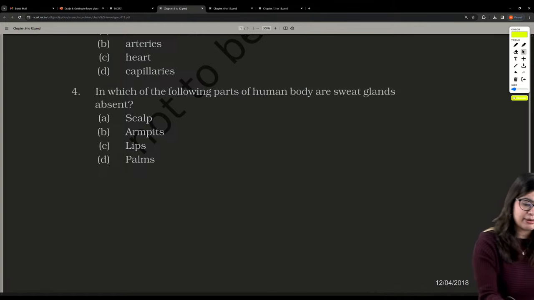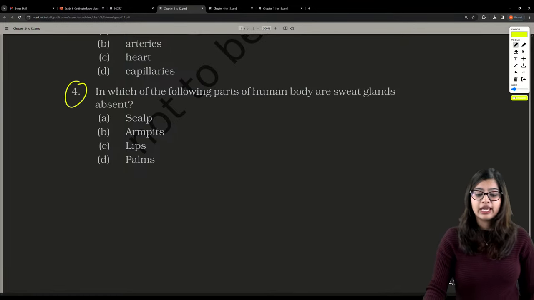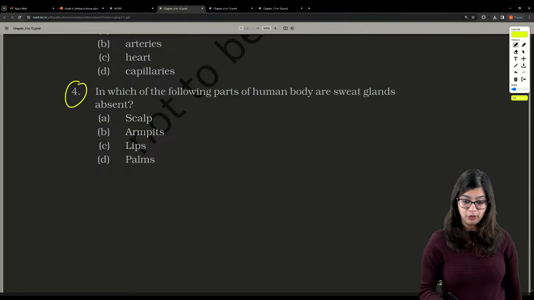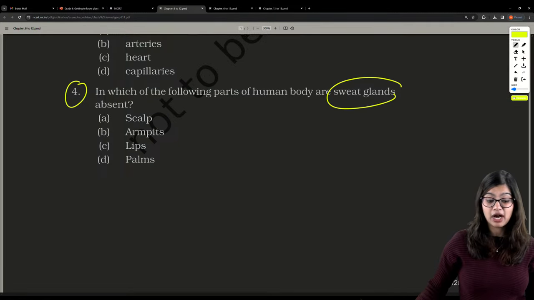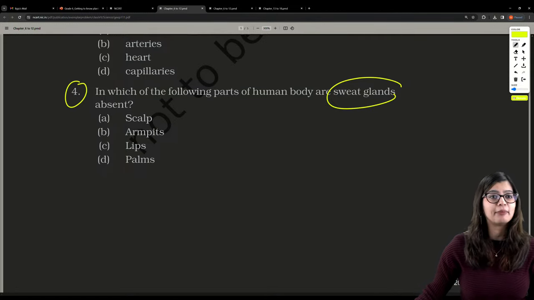Let's get started, everybody, with question number 4. Question number 4 on our screens now. In which of the following parts of our human body are sweat glands absent? In our scalp, in our armpits, in our lips or palm?